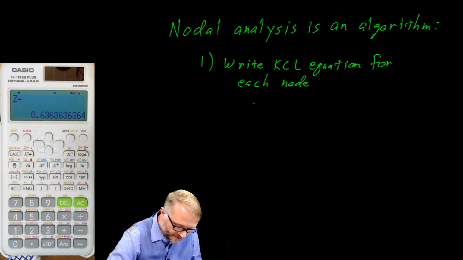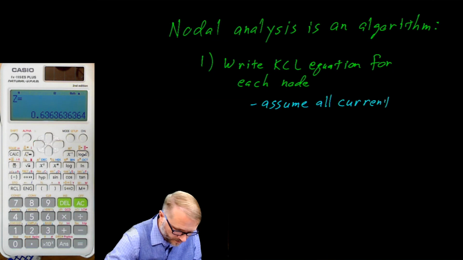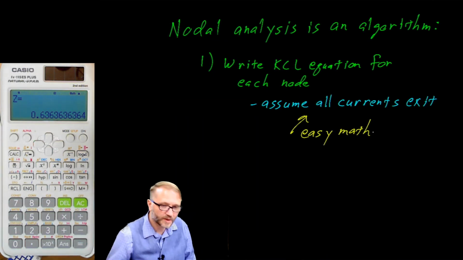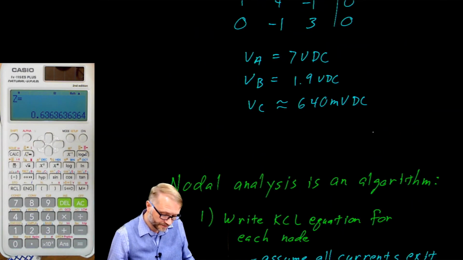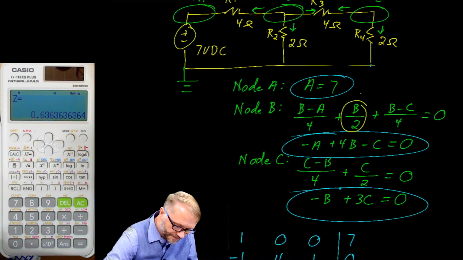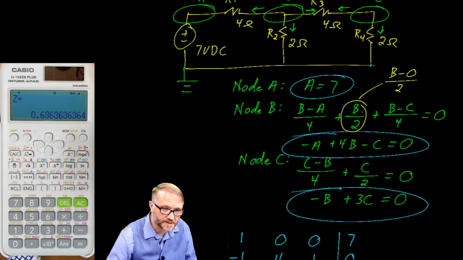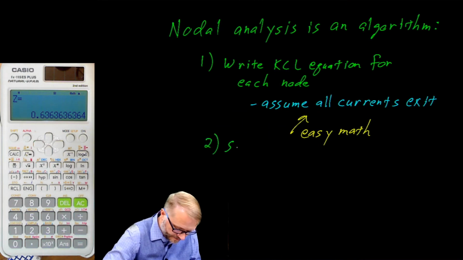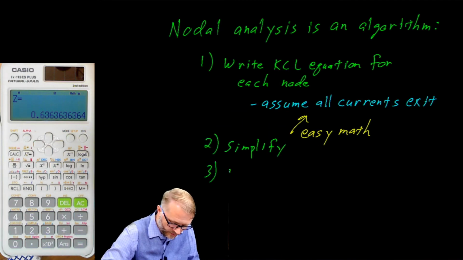I would encourage you to assume all currents leave. We do that because it makes the math easier. And once again, it's a muscle memory question. So for example, if you come up here, these here are actually B minus 0 divided by 2. Anything going to ground becomes a simple fraction, such as this. Next, we simplify. We put it into matrix form, and then it's over to the calculator.